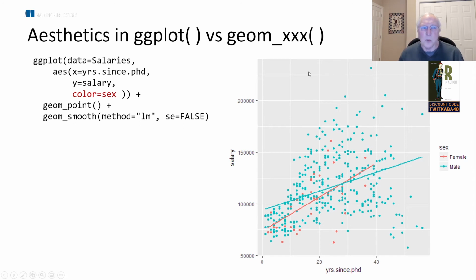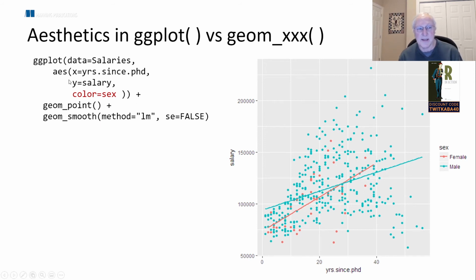Up until now, we have put all of the aesthetics in the AES function within ggplot. This is one of those things where if you're really familiar with ggplot, I'm hoping this might be a little bit new to you. When you do that, those aesthetics, those mappings, will cascade down to all the geoms.